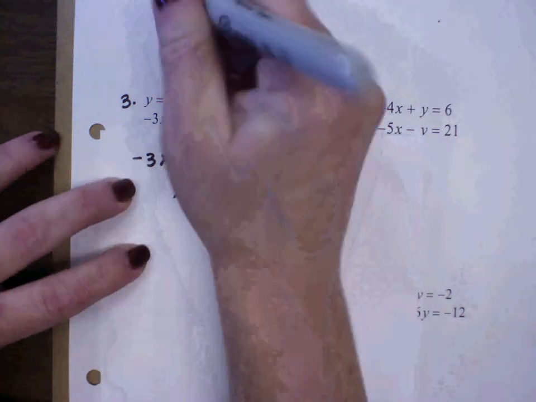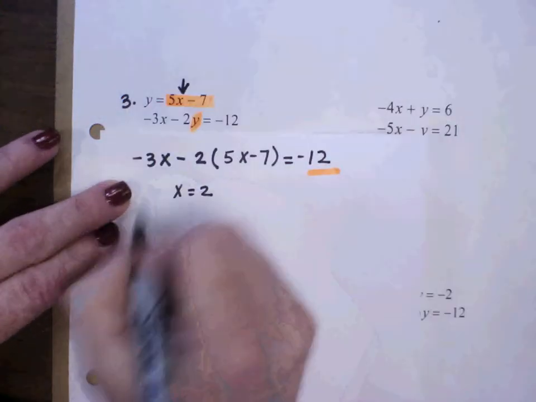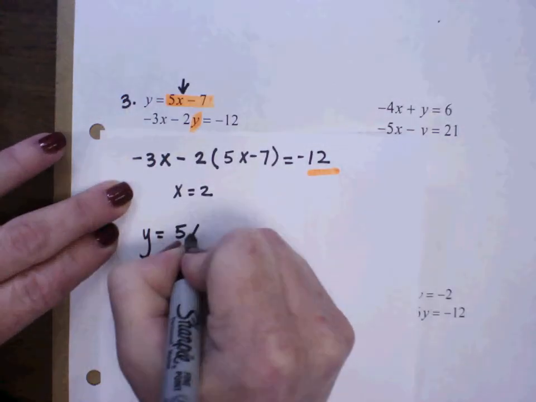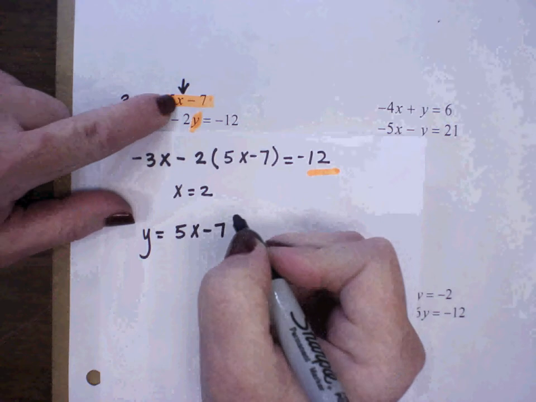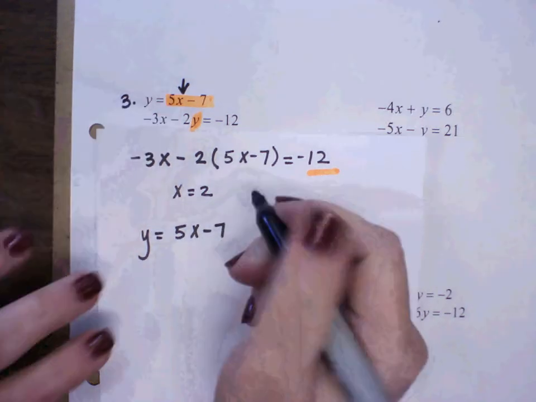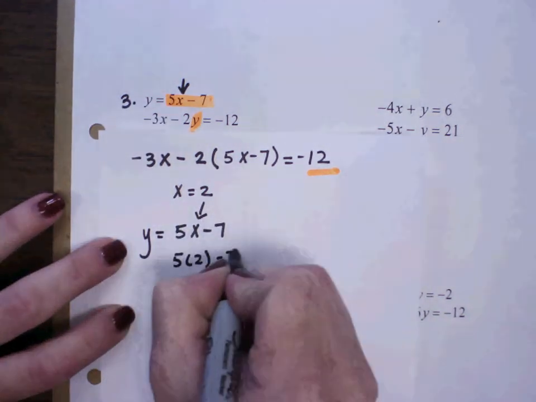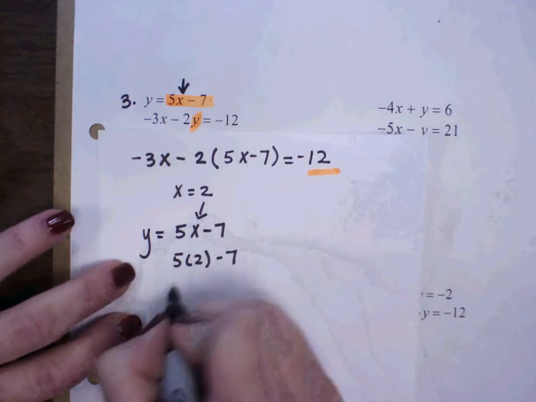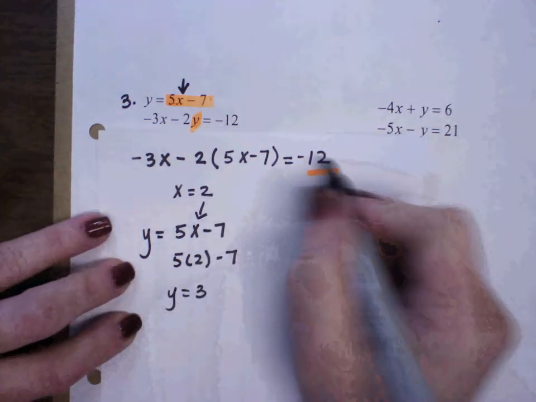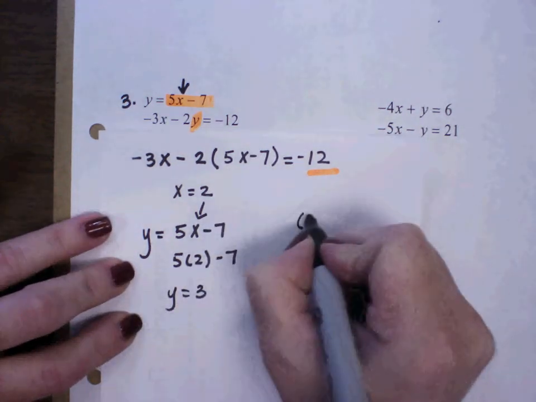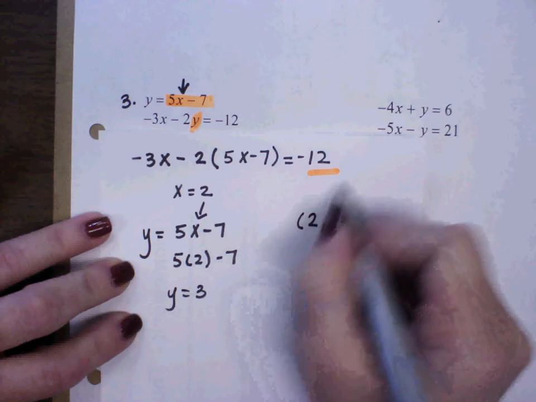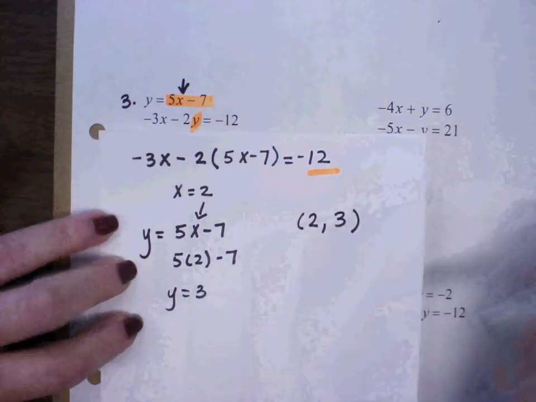Now to figure out the y, I'm going to have to go to the y equals and plug in the value of the x. So this would be 5 times 2, which is 10. Take away 7, y equals 3. So the solution for the systems of equations in here would be x equals 2 and y equals 3.